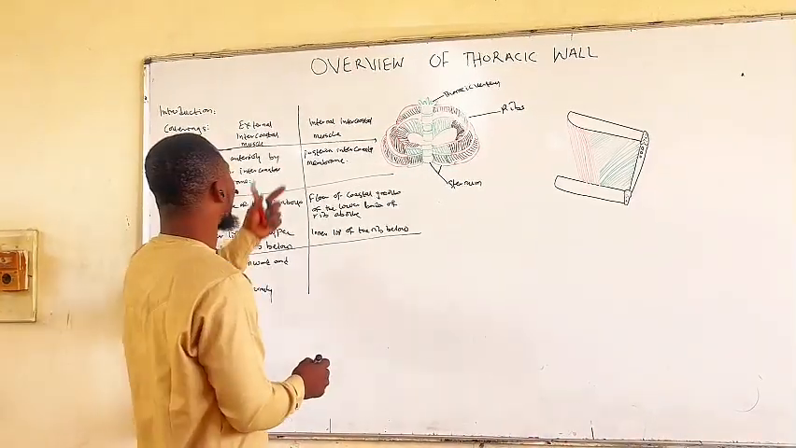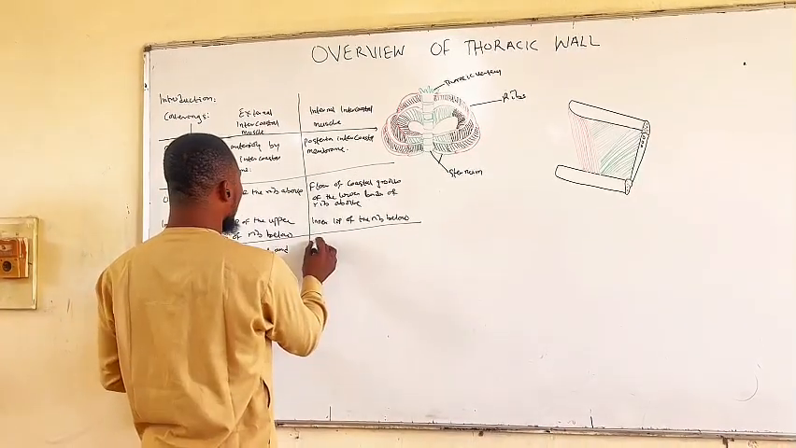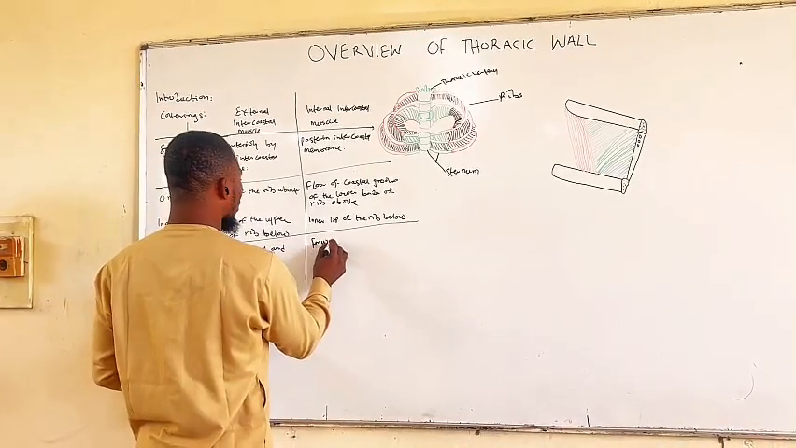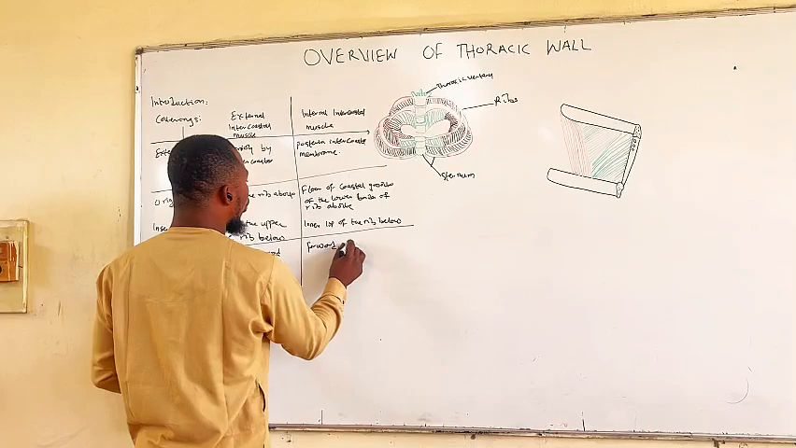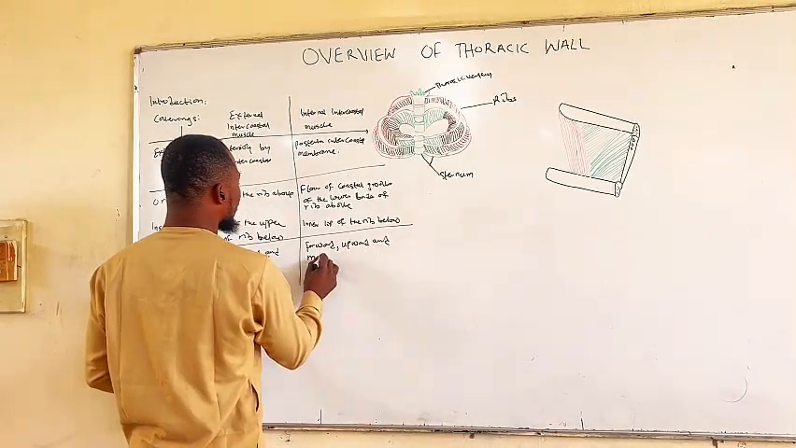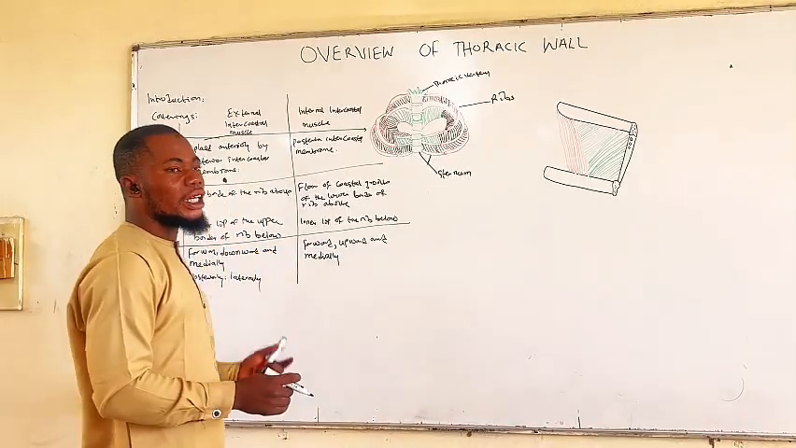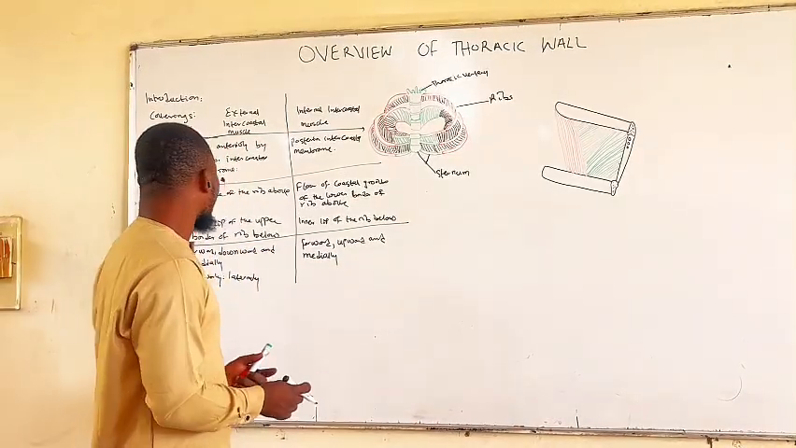Whereas the fibers of the internal intercostal muscles are directed forward, upward, and medially, at right angles to those of the external intercostal muscles.